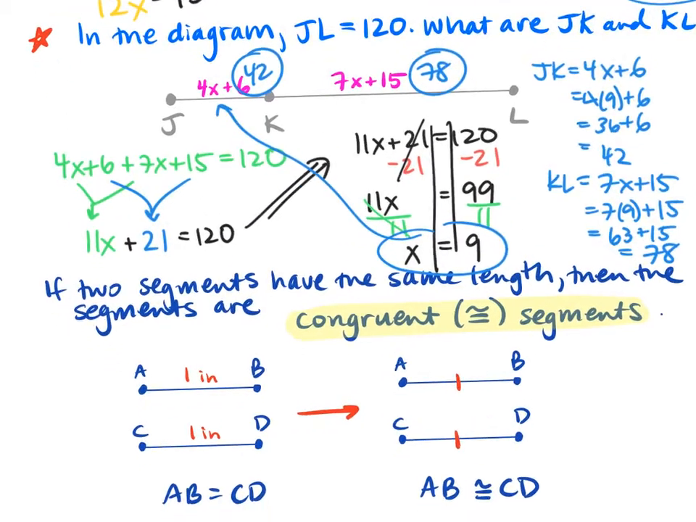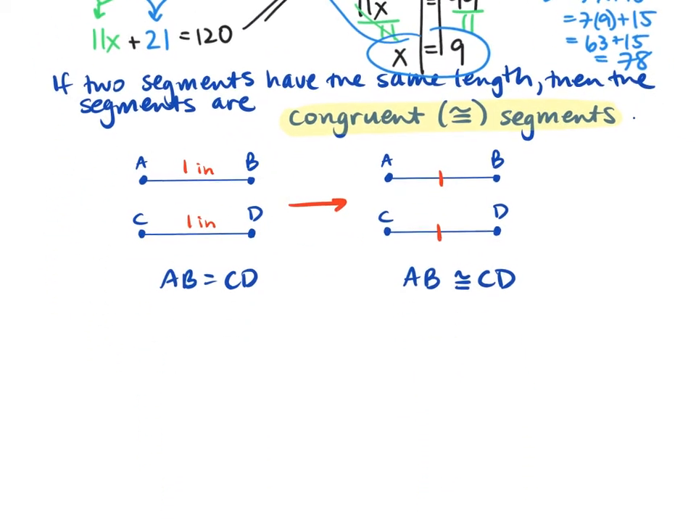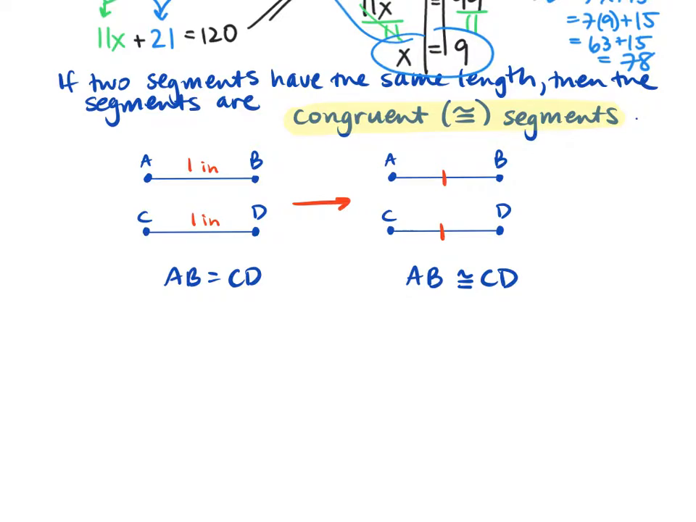Okay. Moving on. A new vocabulary word is congruent segment. If two segments have the same length, then the segments are called congruent segments. Congruent uses this symbol here. This means congruent. It's kind of like equals, but it's not exactly equals. It just means two things have the same length, right?